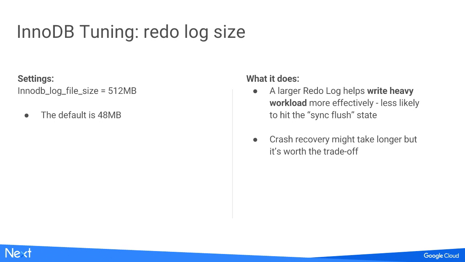Redo log size. I think this is one of the most important parameters for write-heavy workloads. The default is 48 megabytes, which is really too small. We set it to 512 megabytes, and we use 2 log files, each of 512 megabytes. So in total, you get 1 gigabyte worth of redo logs. It helps absorb incoming write spikes. I will talk a lot more about what I mean here by sync flush state.